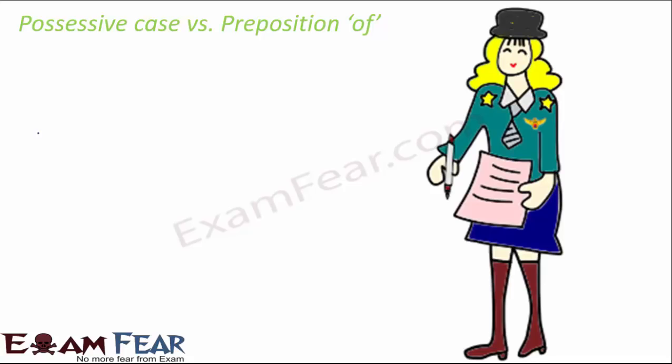Now here we talk about possessive case versus the preposition of, because we saw that in a number of cases we use the apostrophe to show possession and in certain cases we use the preposition of to show possession wherever we cannot use the possessive case. However, in certain cases both of these are possible but the meaning changes. For example, let us see what exactly we do. So possessive case would always mean ownership. Please remember that.